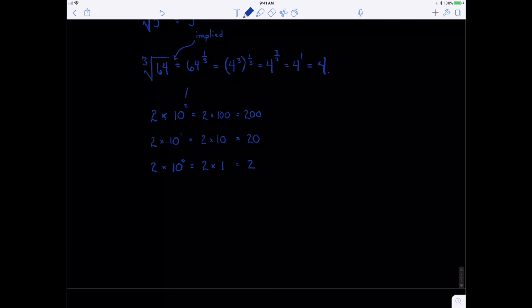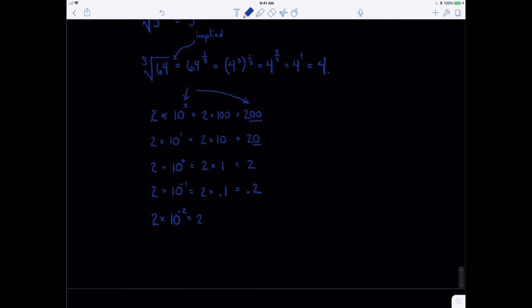Now look at what happens. Each time the exponent on the 10 decreases, then the number of zeros decreases as well. So when 10 is squared, there's 2 zeros. When 10 is to the 1st power, there's 1 zero. When 10 is to the 0 power, there's no zeros. Well, let's try this. What about 2 times 10 to the minus 1? Well, following our pattern, this would be 2 times, notice the decimal keeps moving, so this is 0.1 now, or this simplifies to 0.2.